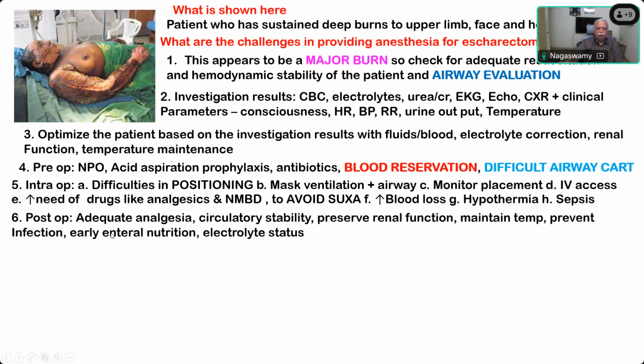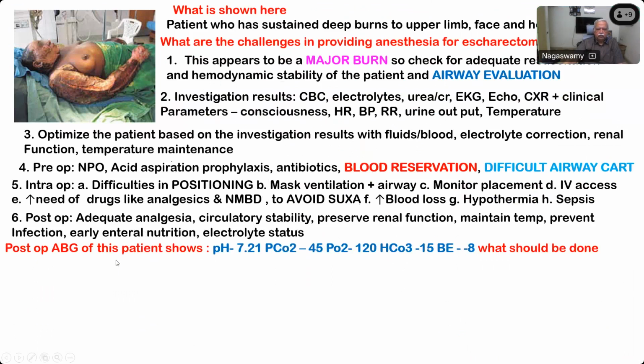So, post-op, you have to give adequate analgesia. You have to maintain circulatory stability, preserve renal function, maintain normothermia, prevent infection, start early enteral feeding, and maintain electrolyte status.